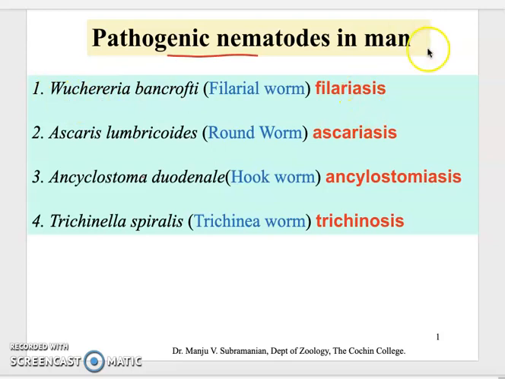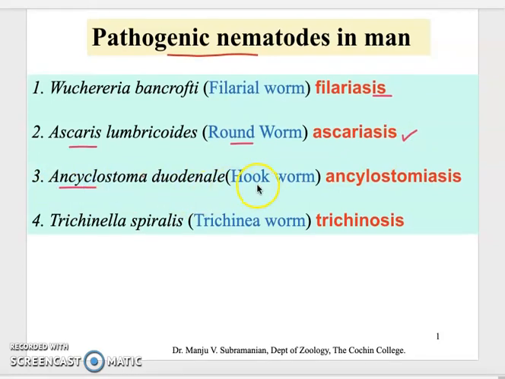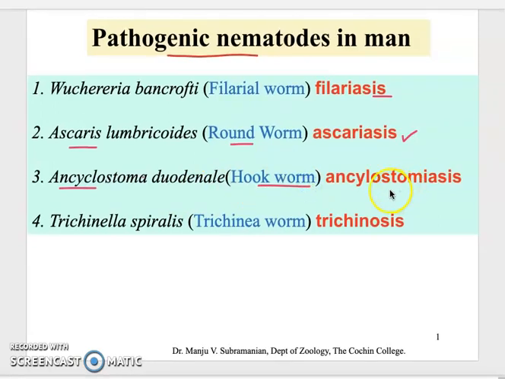The first one is Eucheraria branchiophthi, which is commonly called a filarial worm, and it produces a disease called filariasis. The second one is Ascaris lumbricoides. The common name is roundworm, and it causes a disease called ascariasis. The third one is Encyclostoma duodenale. It is commonly called a hookworm, and it causes a disease called encyclostomiasis. And the fourth one is Trichinella spiralis.